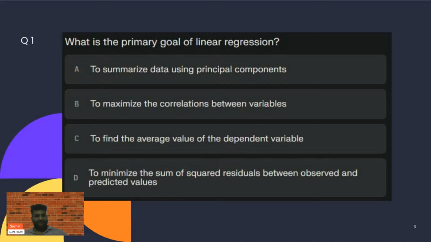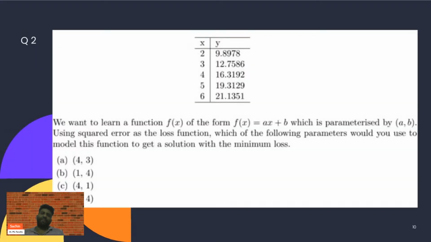To summarize the data using principal components? No, nothing like that. To maximize the correlation between variables? Nah. To find the average values of the dependent variable? Is it so? To minimize the sum of squared residuals between observed and predicted values. And that's what our objective function is also over here. Okay, so this is the correct answer, option number D. Okay, so I hope it was clear. A very simple question we had.